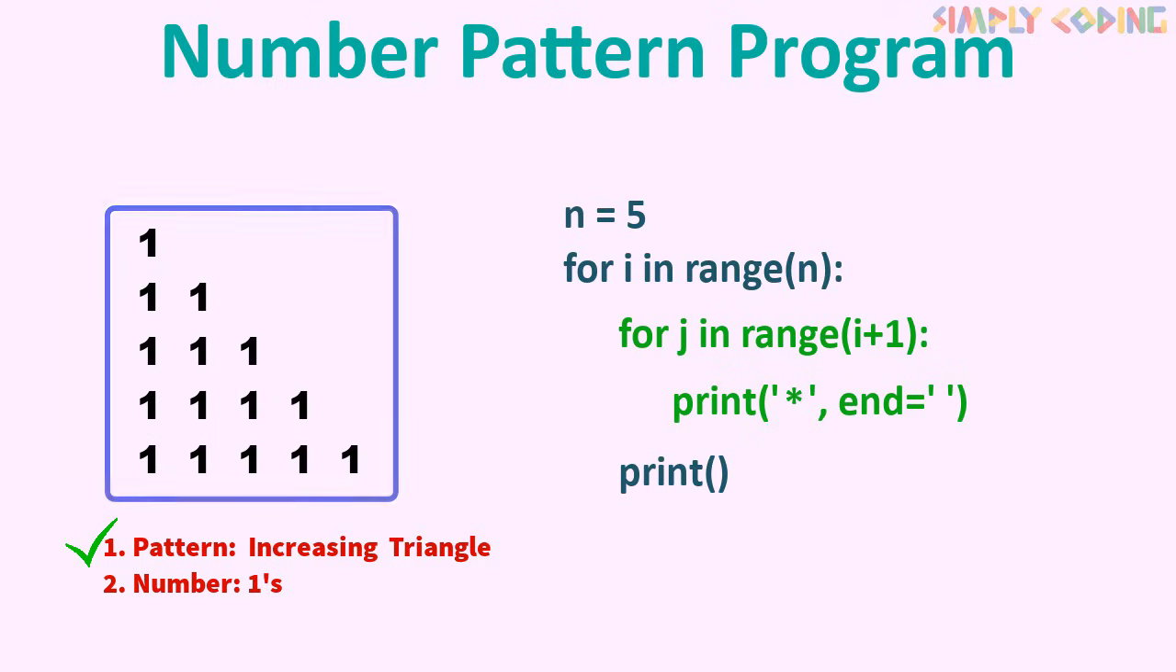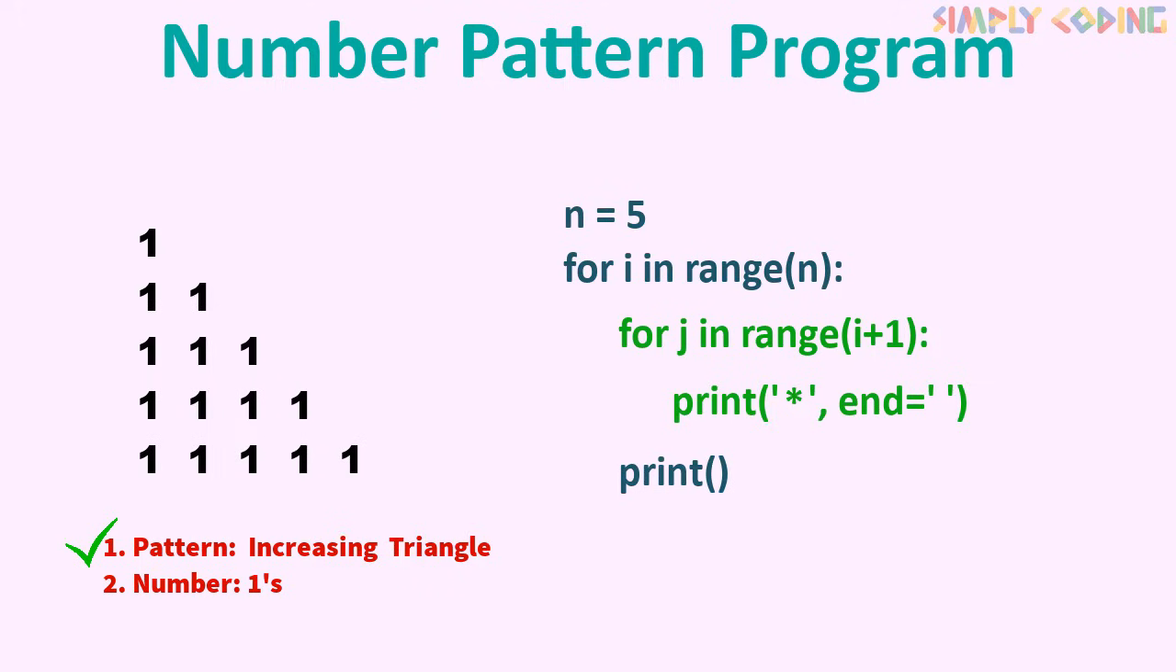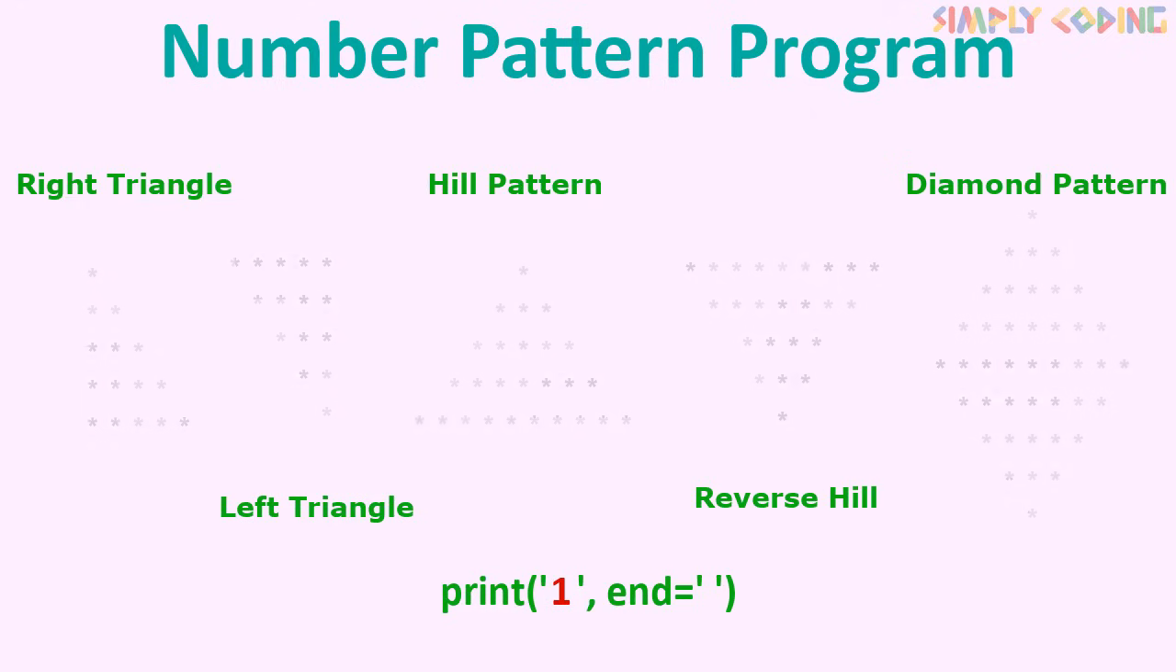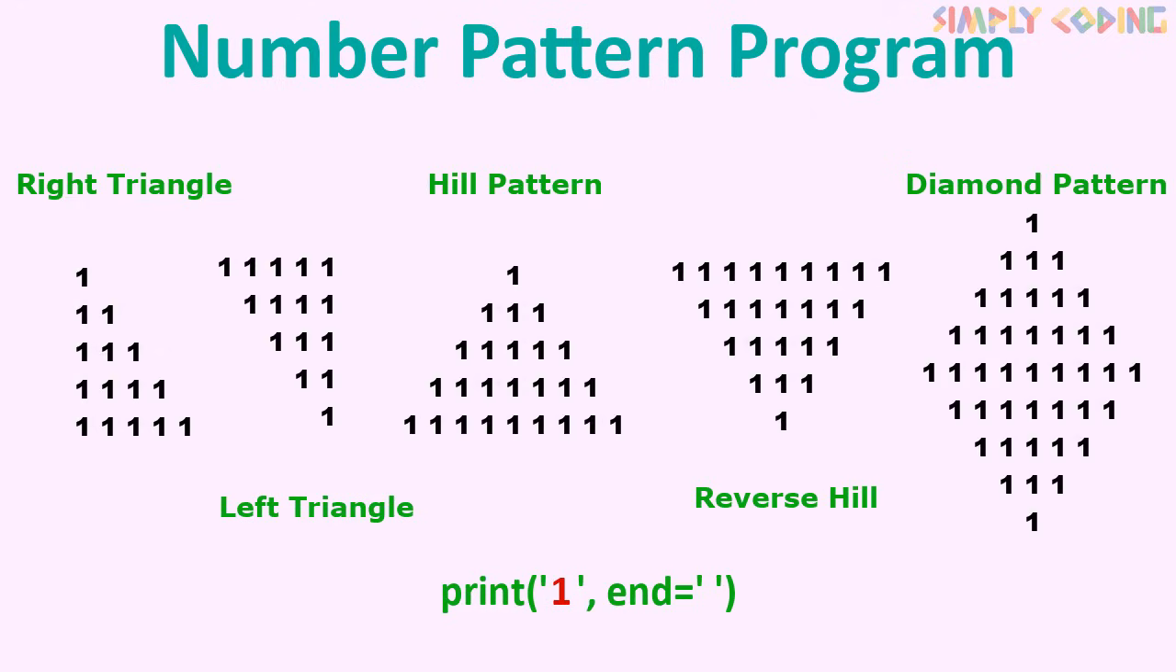Now we will come to numbers. We see that this has a constant, same number in the pattern. So the only change you need to do here is, instead of the star, print the number 1 which is there, and you are ready with the pattern code. Now you do know different pattern programs from my star pattern video. This effectively means that in any of those, if you replace the star with 1 in the print statement, you can have varied pattern shapes with 1.